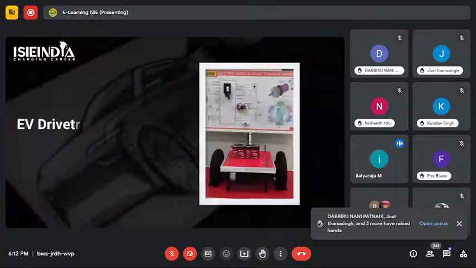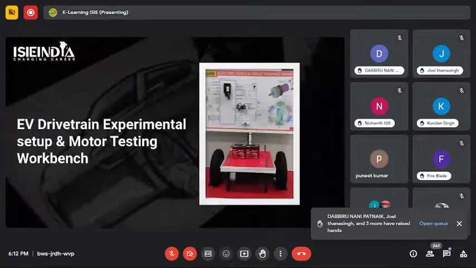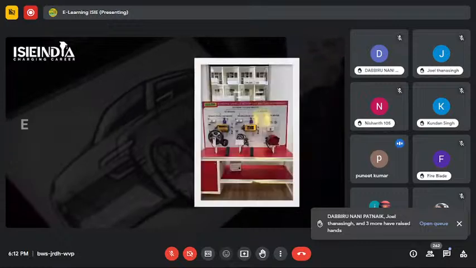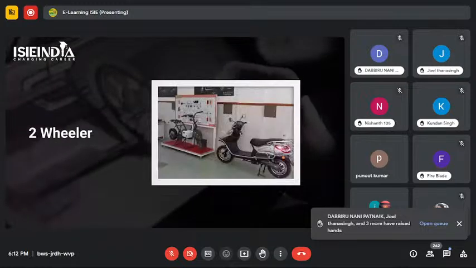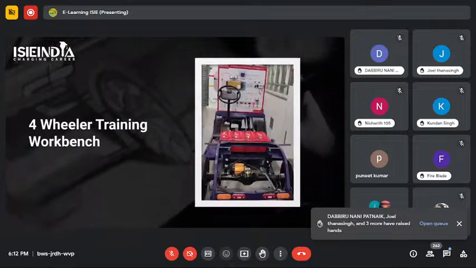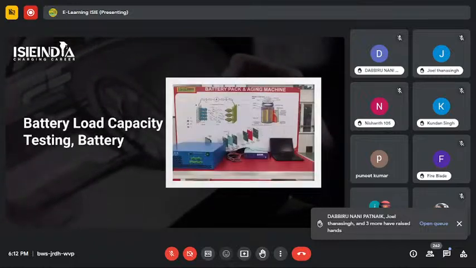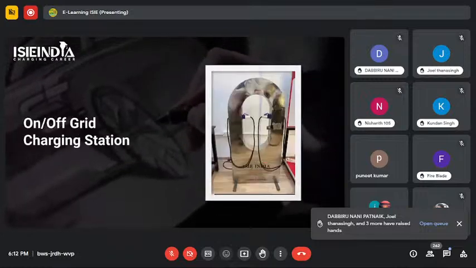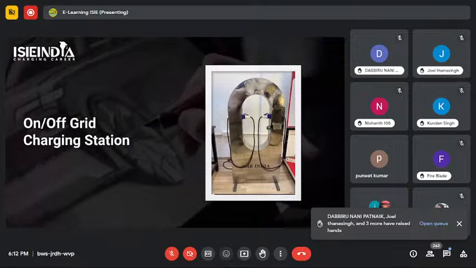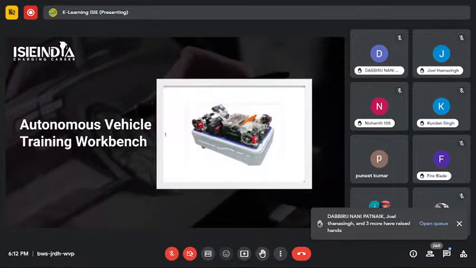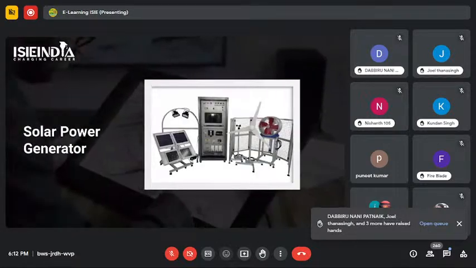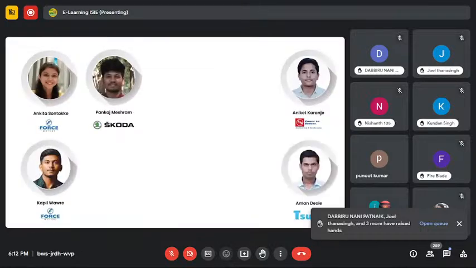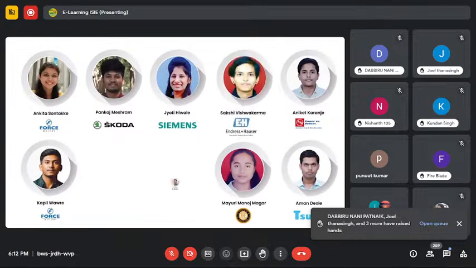A few of them include the EV drivetrain experimental setup and motor testing workbench, hybrid drivetrain experimental setup with data logger, EV machine cutout section workbench, 2-wheeler, 3-wheeler, 4-wheeler training workbench, battery load capacity testing, battery BMS with CAN protocol workbench, V2G setup, on or off grid charging station, battery swapping, autonomous vehicle training workbench, solar power generator and software solutions and many more.